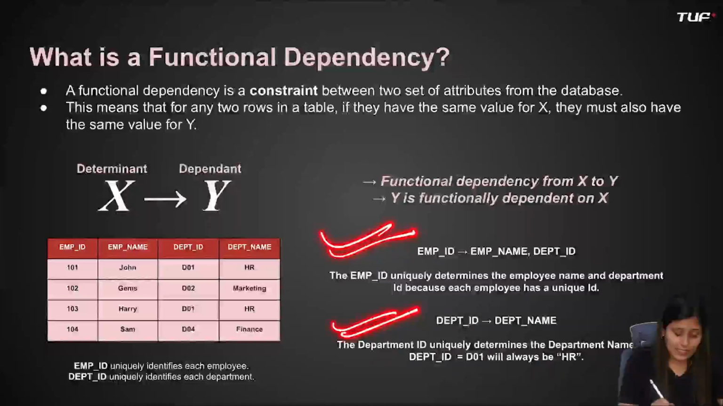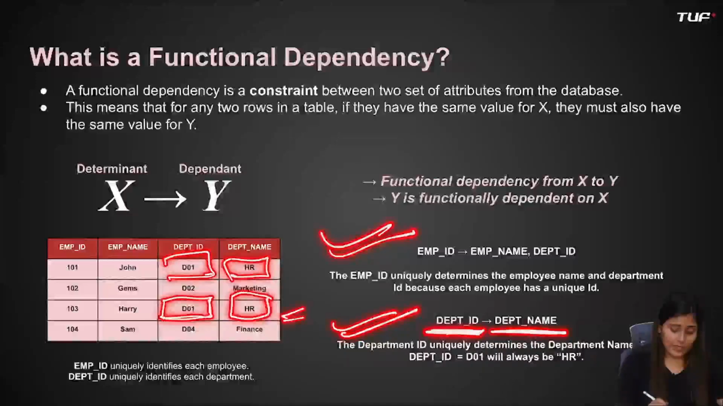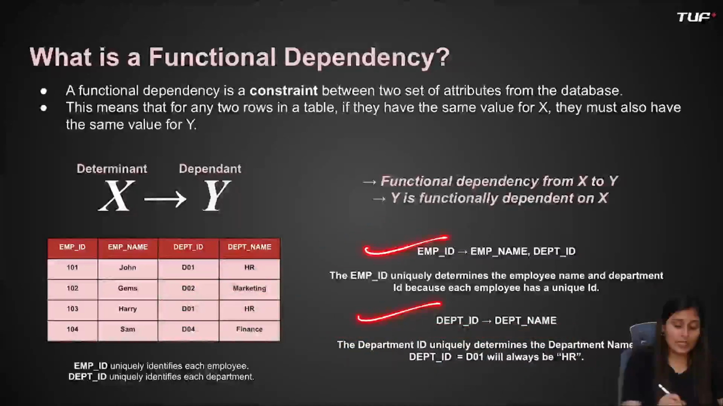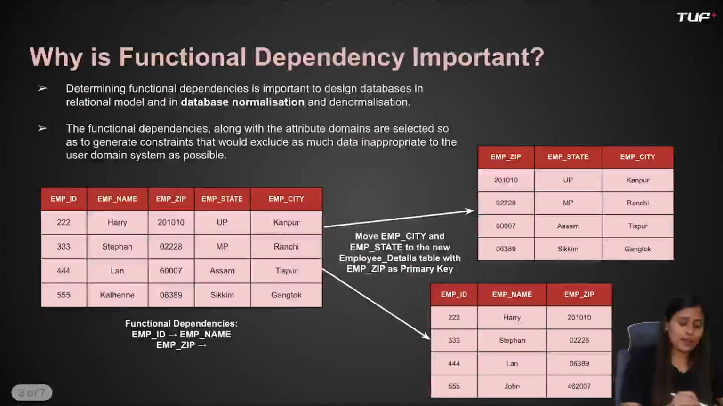Another functional dependency is if department ID is defining department name. If we have two department IDs the same, you can see D01, then the name will also be the same for them, right? So this is what functional dependency means, a basic rule which every row needs to follow for those attributes. Why are these so important?